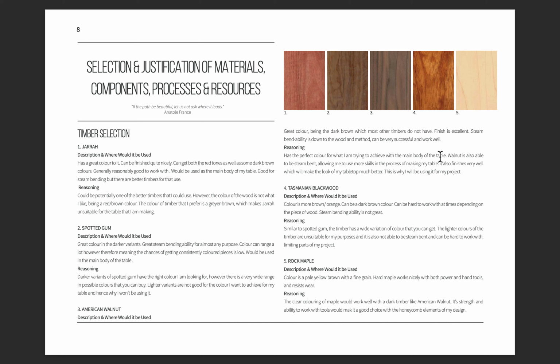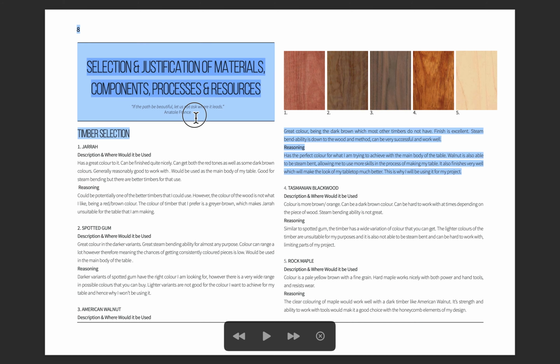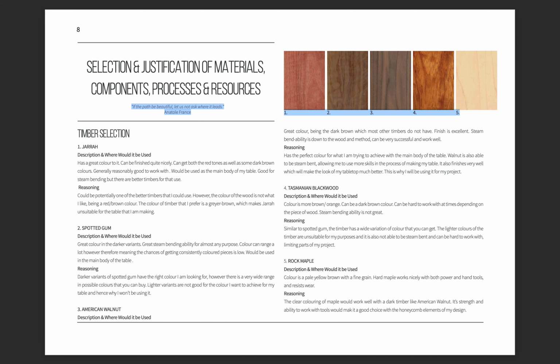So let's just pay a little bit of attention to some of the key components. Firstly, there is a heading here which identifies that this is talking about materials, components, processes, and resources. It's talking about selecting them and justifying them. Okay? Now below that, there's a random quote. You are not getting bonus marks for quotes like that. Okay, so don't think that you need to use this quote or any other quote in your portfolio. The goal here is to present good quality research.